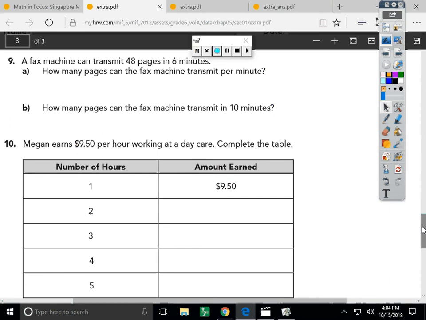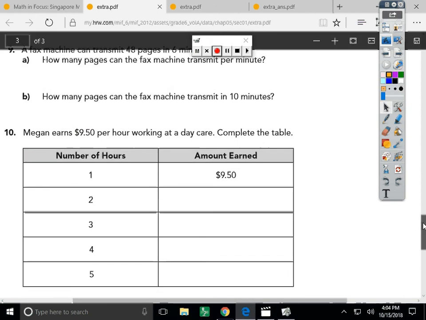Number 9, I'm not going to demonstrate for you. I'm thinking that even though it has multiple parts, you're going to be able to handle this just fine. I think a bar model would make good sense. They're telling me about a fax machine, how many pages it can send in 6 minutes. I can picture that. 6 minutes is probably 6 units. I'm already in my mind in a good spot with that, and I hope you are too.